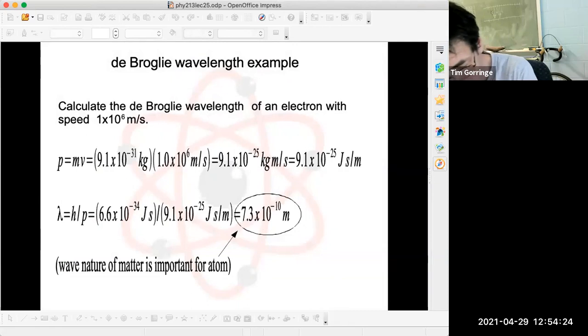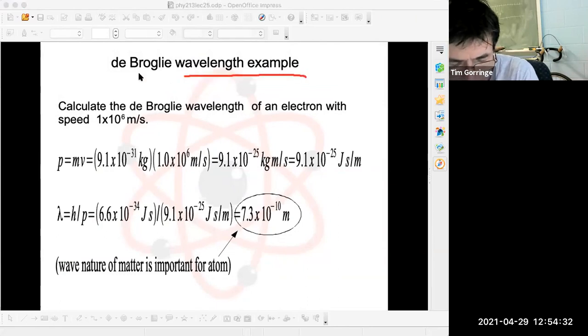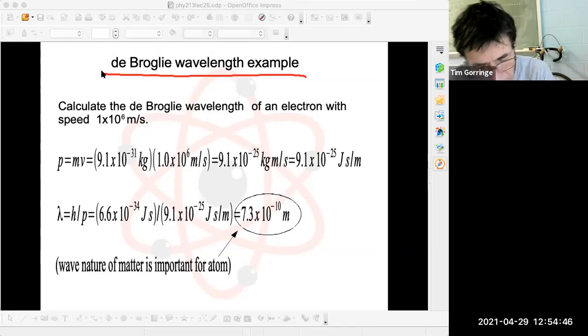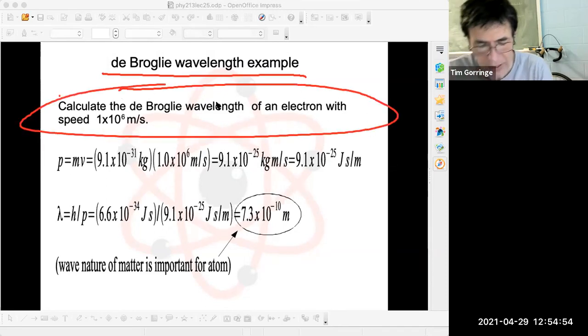But where do you have to worry about the wave nature of matter? Well, you do have to worry about the wave nature of matter for electrons in molecules or electrons in atoms. And so let's do the same calculation now of the matter wavelength, or the de Broglie wavelength. But let's calculate it not for a basketball on a basketball court, but for an electron in an atom.